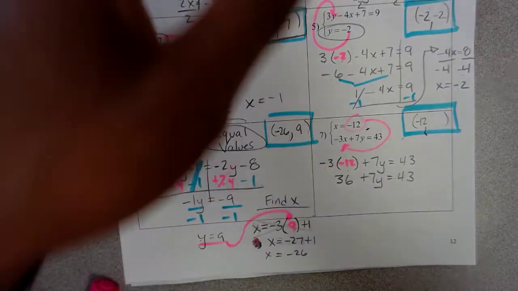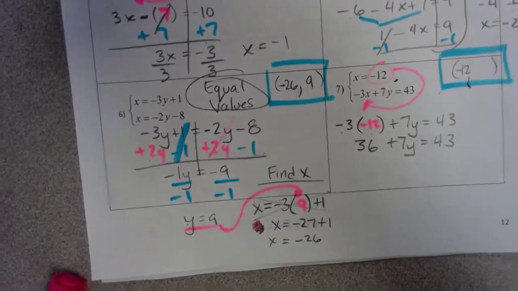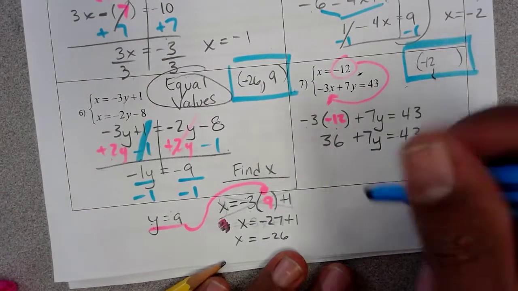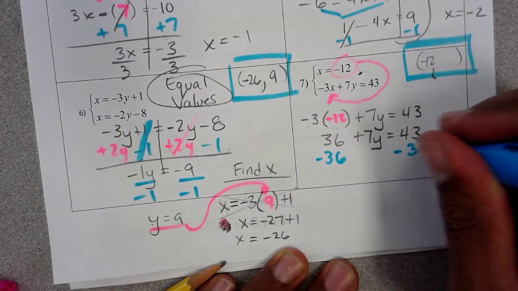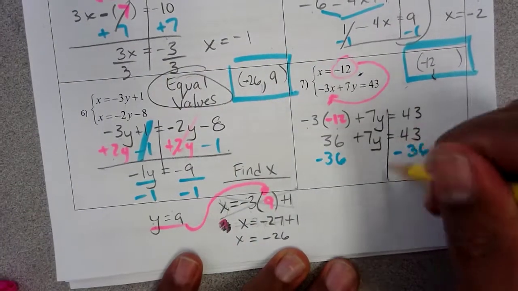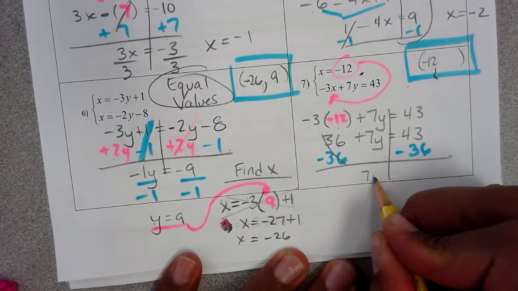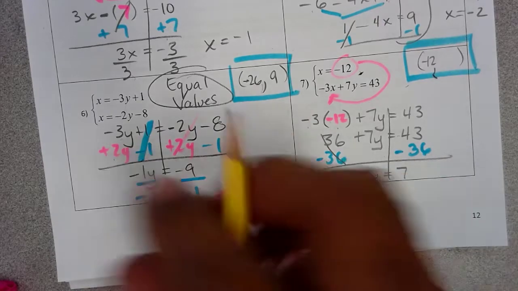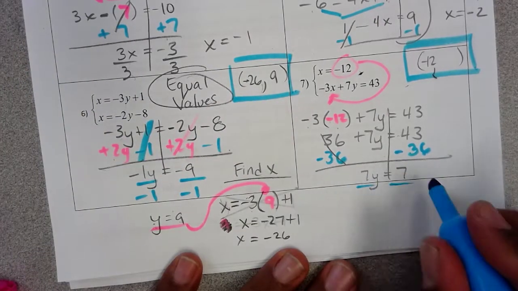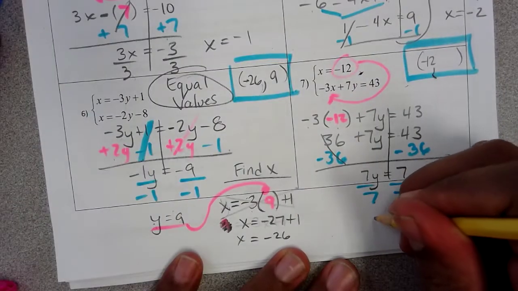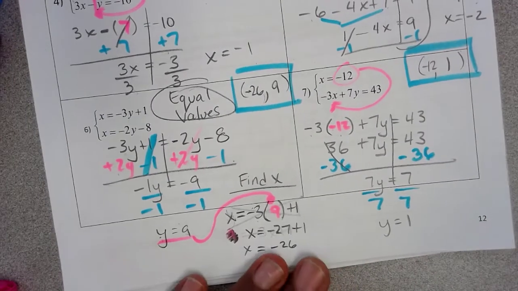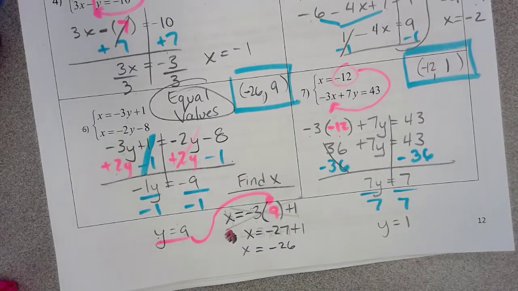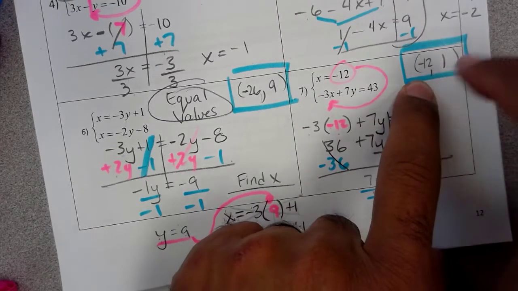Okay, Leilani, what's the next step? Cancel the 36 out. So we'll cancel the 36 out by doing what? Subtract. Okay, we get 7y equals 7. And then the last step, divide by 7, and we get y equals 1. All right, so there's our answer, 1. Most of those, all you have to do is make sure you plug it into the right letter, and then make sure you write out your answer over here, okay?